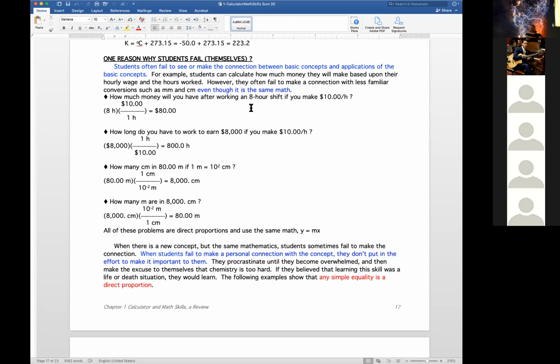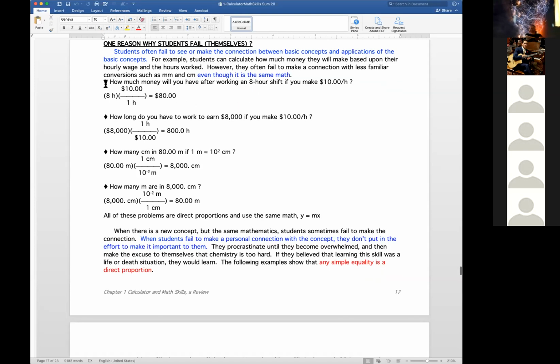So here's what I mean. Everybody in this class can do these kinds of problems. Why? Is this a direct proportion right here? $10 an hour, you work 8 hours, you get 80 bucks. That's a direct proportion. No student is going to have a problem doing that kind of math. Then you go a little bit further, as I go centimeters. You may not know exactly what a centimeter was, but you can still do it.